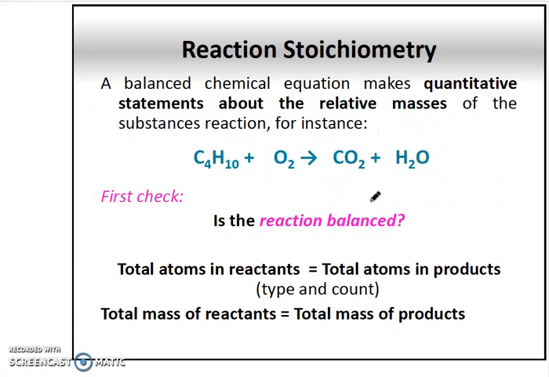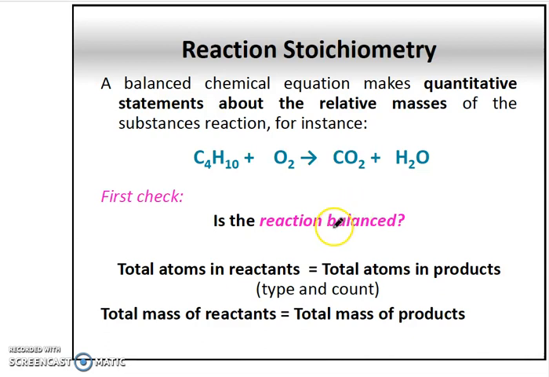Stoichiometry means looking at a balanced chemical equation, because that is a powerful tool. It will give us the opportunity to make quantitative statements and predictions about relative masses of two substances that participate in a chemical reaction.